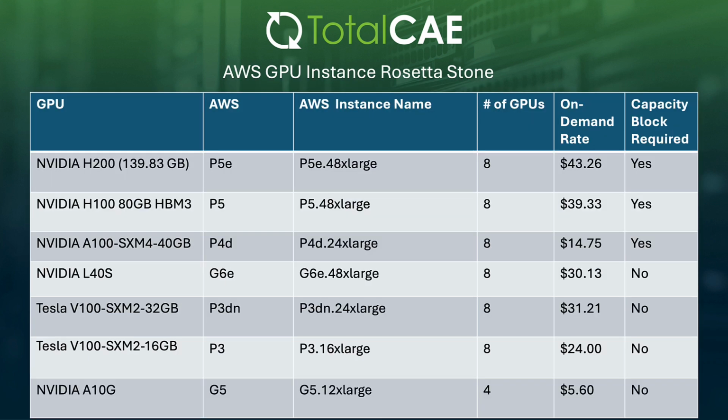AWS also has something very similar. They have a large variety of different cards available to you. Some are on demand and some are not on demand, and they use a thing called a capacity block, which we'll talk about here briefly. But you have all sizes. You could get less than 8 per node. I'm just showing some of the high-end cards here.